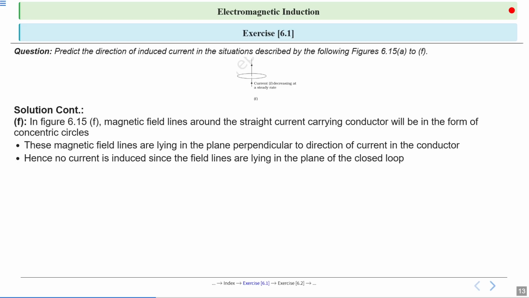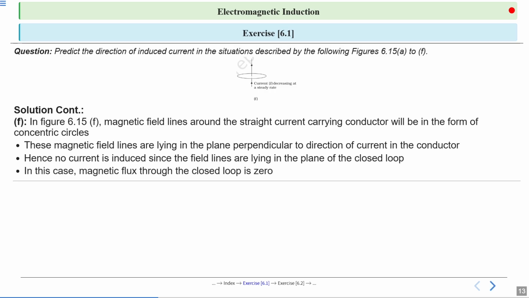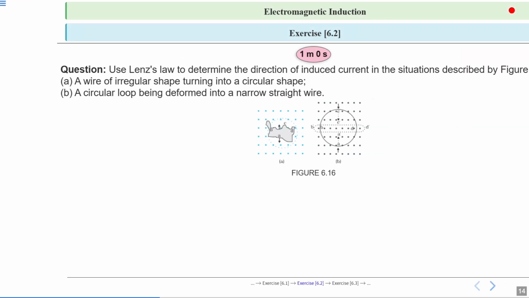So BA cos theta, BA cos 90 degrees, is 0. Cos 90 degrees is 0. So there is no flux through the coil. So hence no EMF will be induced in the coil. In this case, magnetic flux through the closed loop is 0. So while the current is decreasing, magnetic flux will be 0 all the time. So change in magnetic flux is 0. Therefore, magnetic flux through the closed loop is 0 and no current is induced in case F.